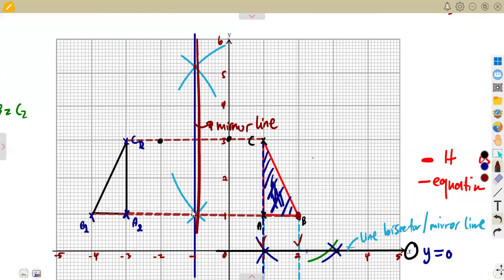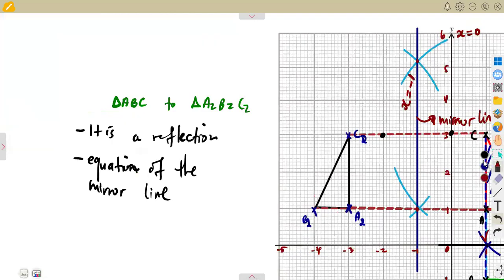What is the equation of this line? The equation of every vertical line is direct. In the y-axis, we know the equation is x is equal to 0 because it passes where x is 0. This line passes where x is minus 1. So the equation of this line is x is equal to minus 1. It's not of the format y is equal to mx. No, no, no. So that's the equation of the mirror line.